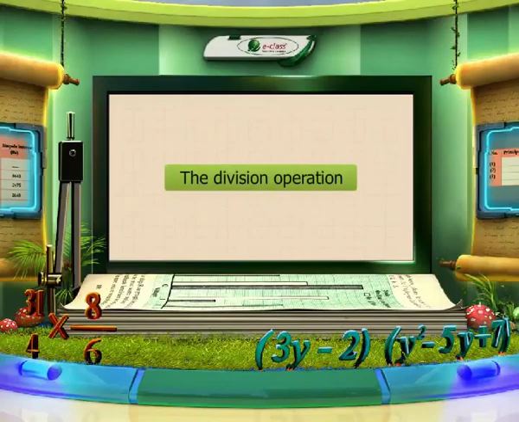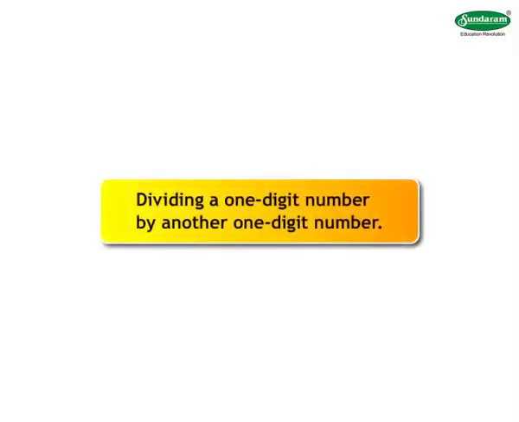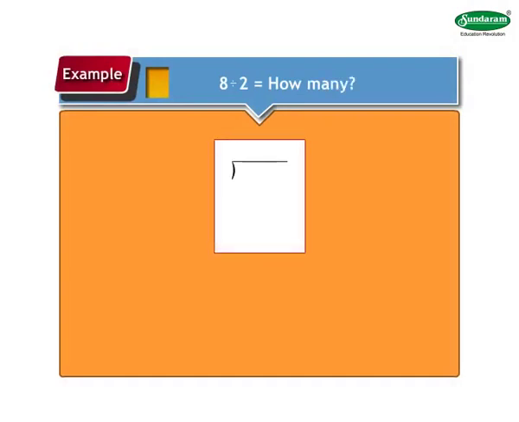The division operation. First, let us learn how to divide a one-digit number by another one-digit number by using the division operation. Look at this example. Let us find out how much is 8 divided by 2. The number to be divided is known as the dividend. Here, we have to divide the number 8. Hence, the dividend is 8.